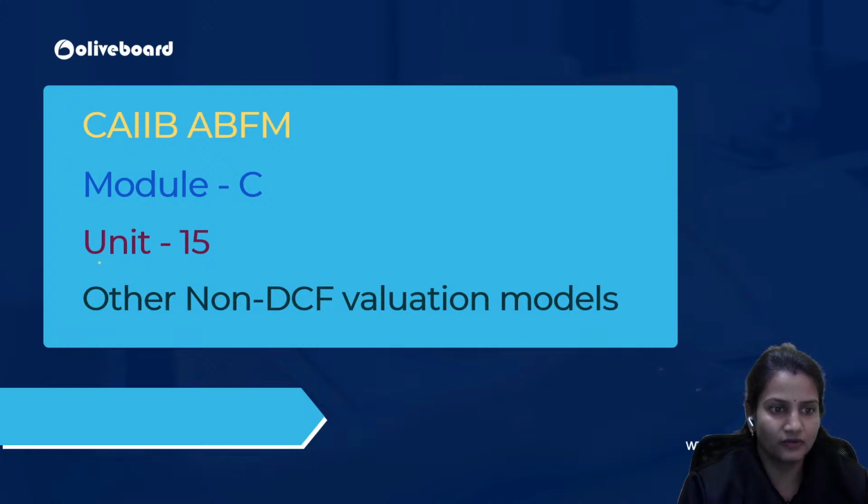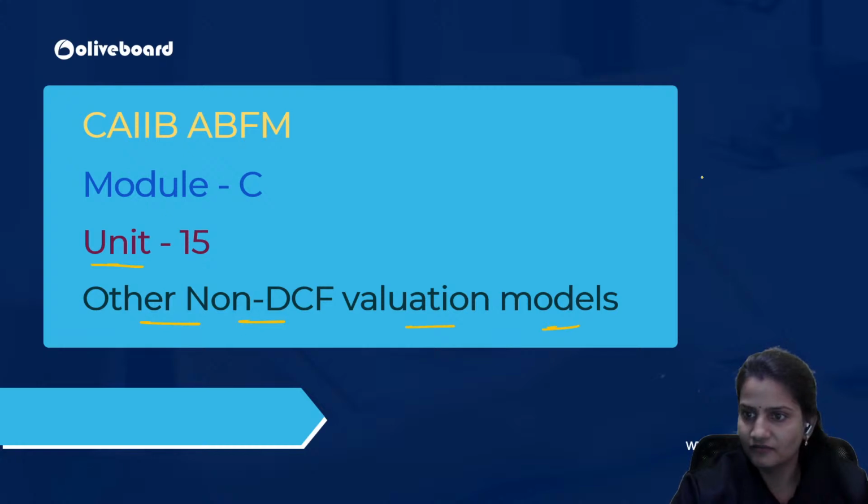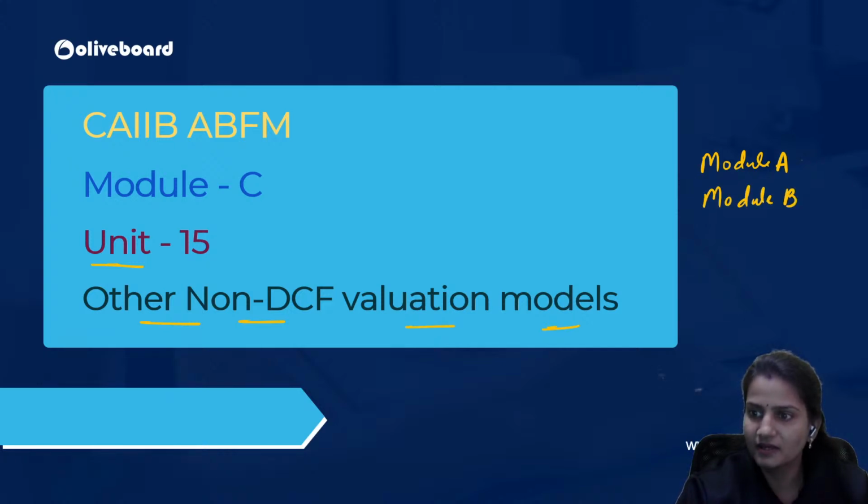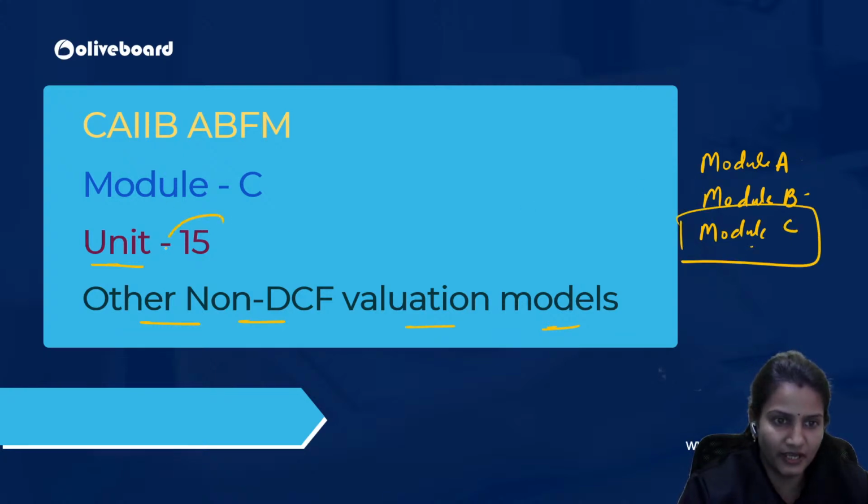Today we have to start unit 15, that is other non-DCF valuation models. We have completed all units of module A, then we completed module B, and now it's time to complete all the units of module C. So we are on the 15th unit of module C, that is other non-DCF valuation models.